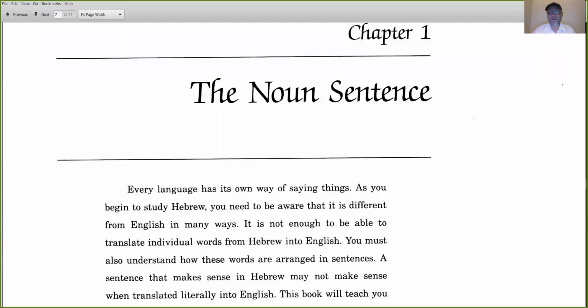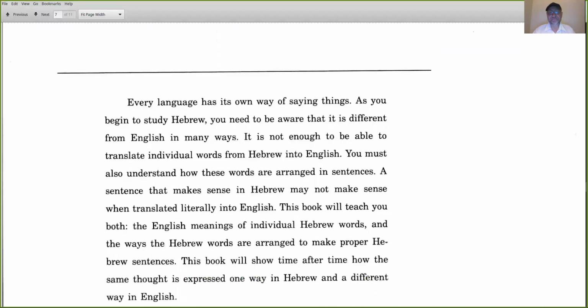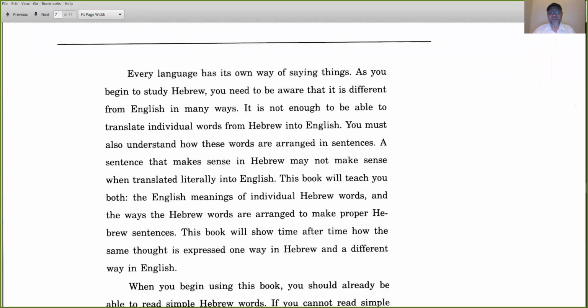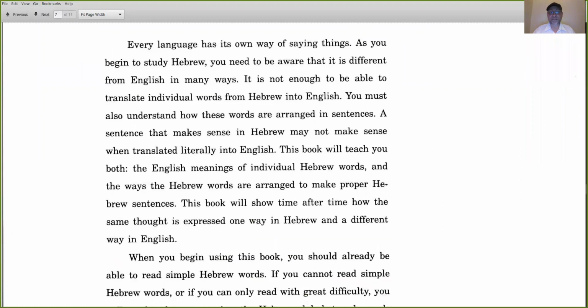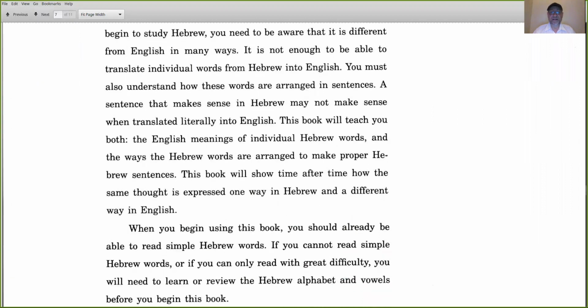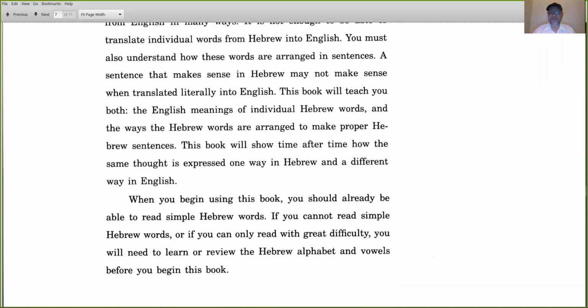So chapter 1, we have the noun sentence. Every language has its own way of saying things. As you begin to study Hebrew, you need to be aware that it is different from English in many ways. It is not enough to be able to translate individual words from Hebrew into English. You must also understand how these words are arranged in sentences. A sentence that makes sense in Hebrew may not make sense when translated literally into English.